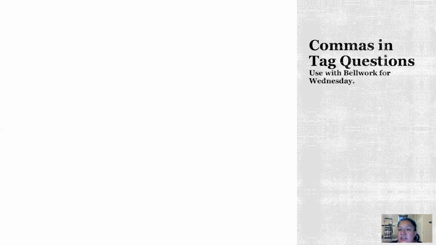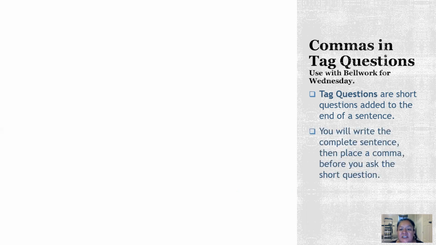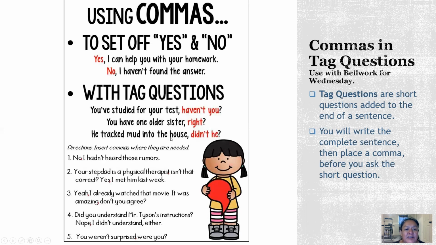It's going to be on Wednesday. You should have 2 sentences to do with this one. Commas and tag questions. Tag questions are short questions added to the end of a sentence. You will write the complete sentence, then place a comma before you ask the short question. So here, I want you to pay attention to this middle part. Using commas with tag questions. So you've studied for your test, haven't you? Haven't you is our short question. You've studied for your test is our main clause. That's, I guess, a complete thought right there.